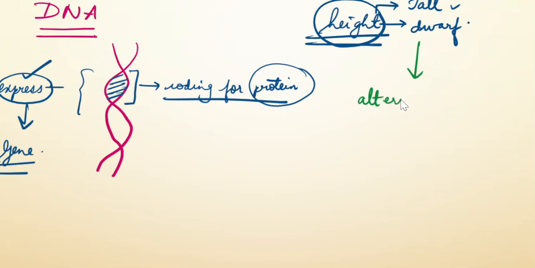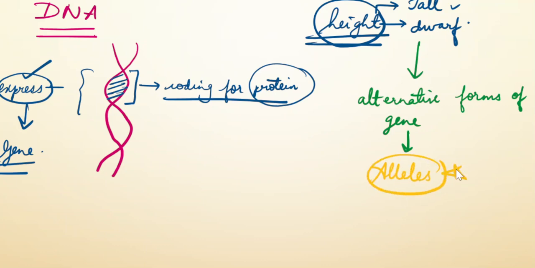Alternative forms of a gene are nothing but known as alleles. What do we say? Alleles. As here there are two alleles for height, one is tall and one is dwarf. So this is the first allele and this is the second allele. There are two alleles for one gene.